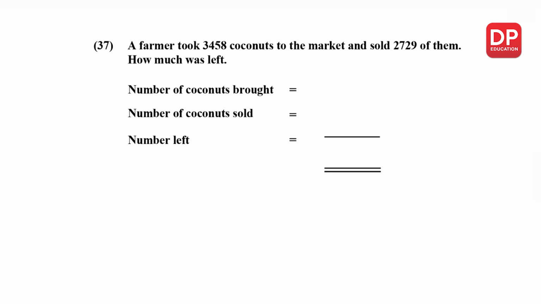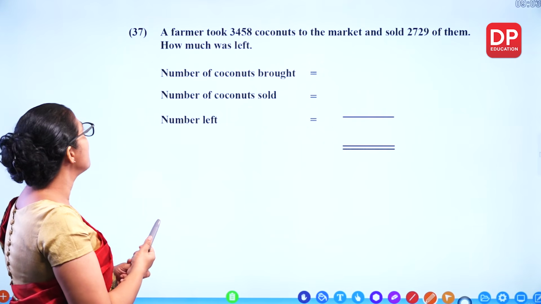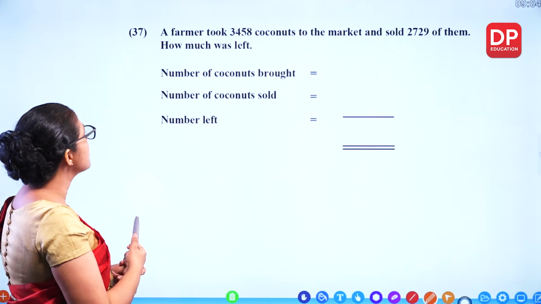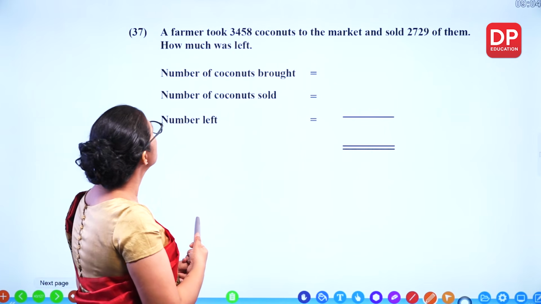Look at this one. A farmer took 3,458 coconuts to the market and sold 2,729 of them. How much was left? So how many coconuts brought?